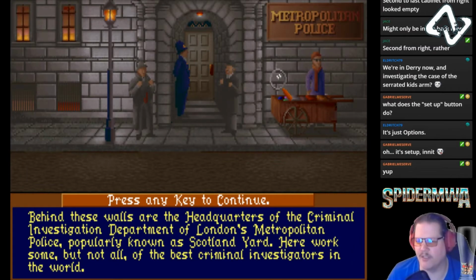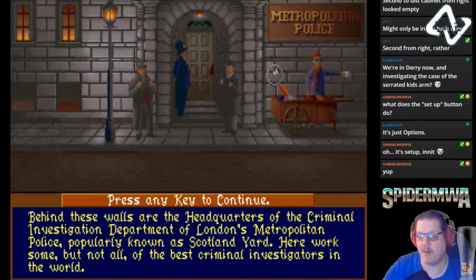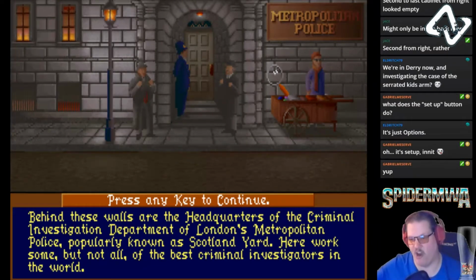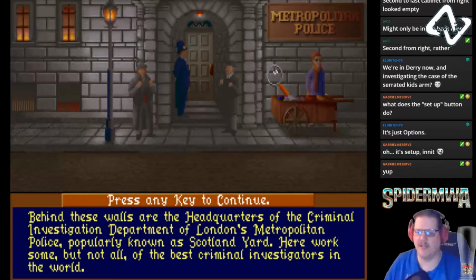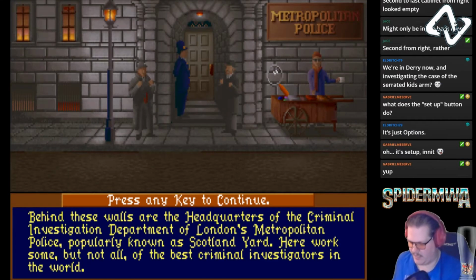Behind these walls are the headquarters of the Criminal Investigation Department of the London Metropolitan Police, popularly known as the Scotland Yard. Here work some, if not all, of the best criminal investigators in the world. Kind of a high statement there. That's saying that they're the best in the world, with Sherlock Holmes standing outside.